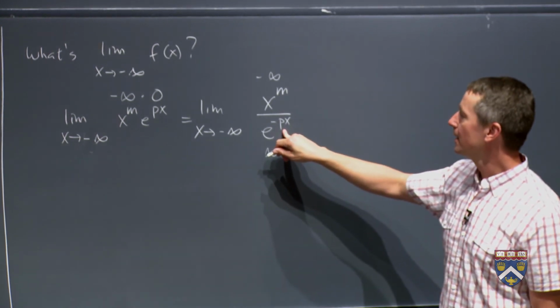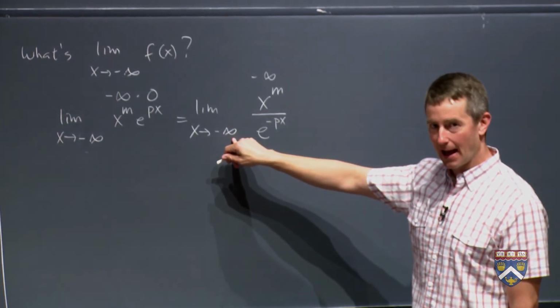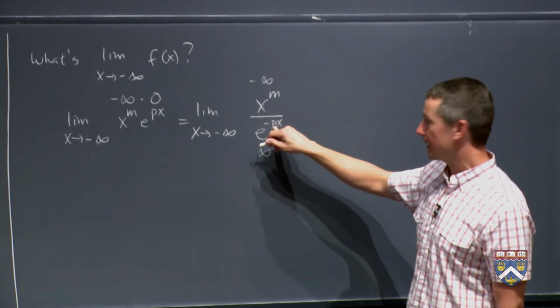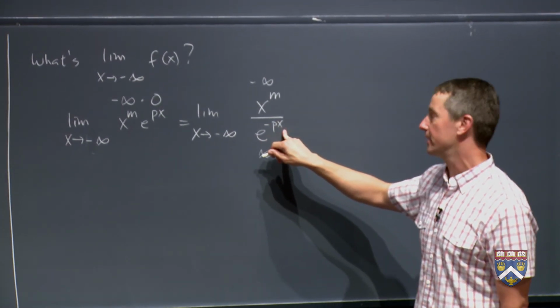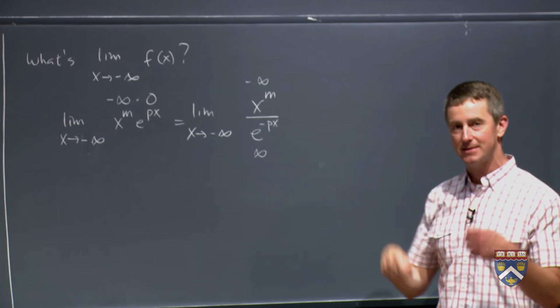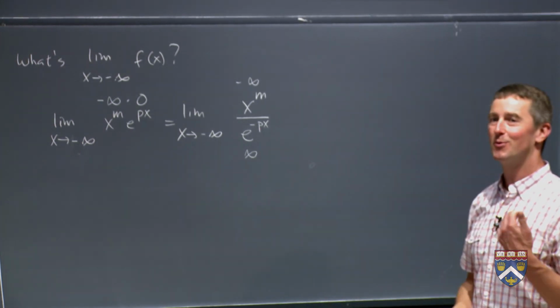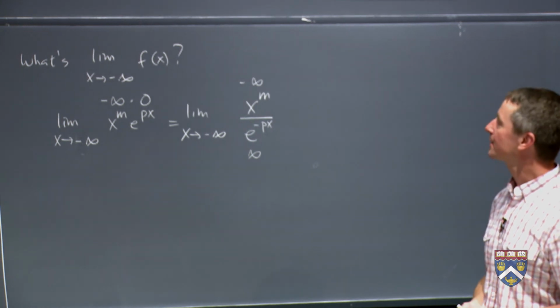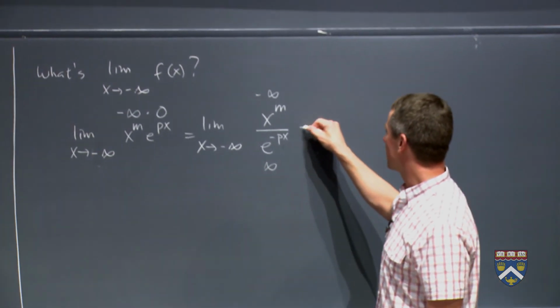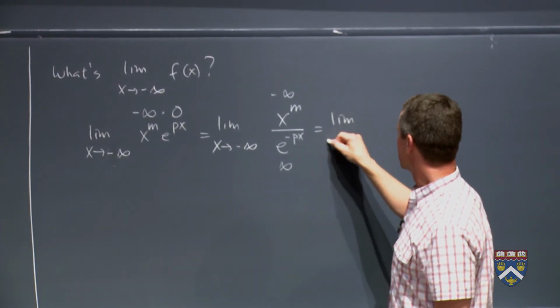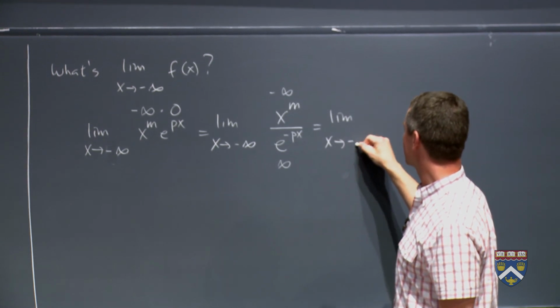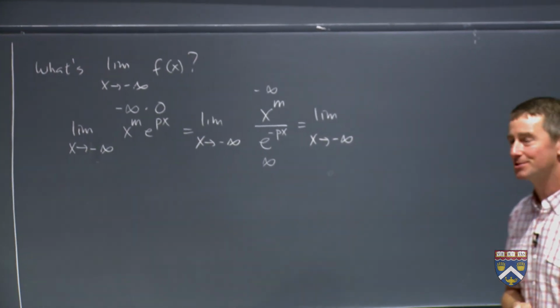because I'm plugging in a negative for x. So I'm taking negative p, a negative number, times a huge negative. So this exponent on the bottom is a huge positive. So I'm taking e to a huge positive, which is going to infinity. Now what's going to happen when we do L'Hopital's rule? How many times are we going to have to do L'Hopital's rule? You can ask yourself this question here.